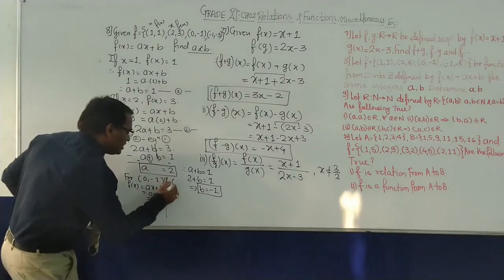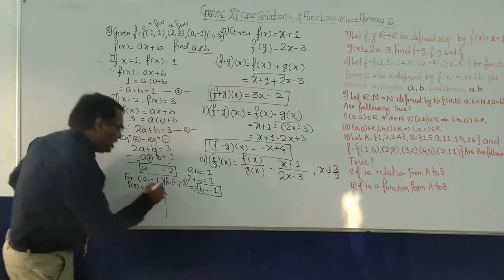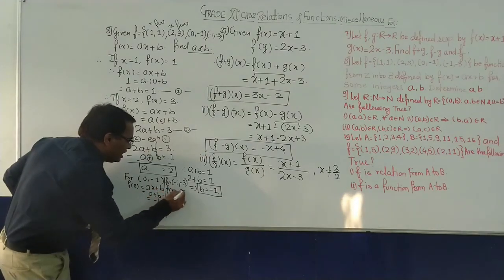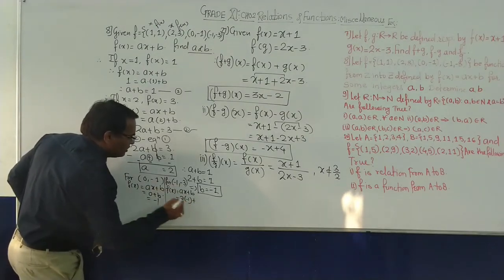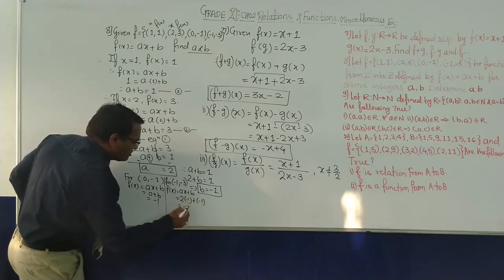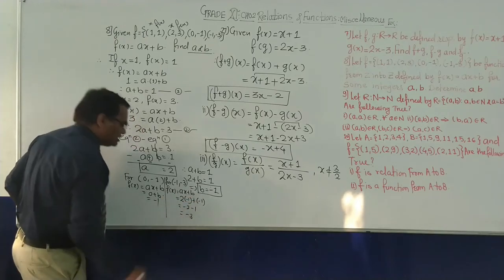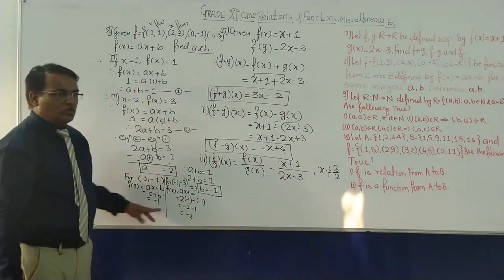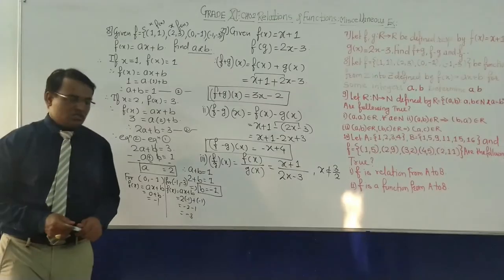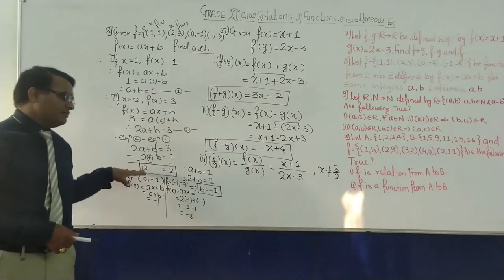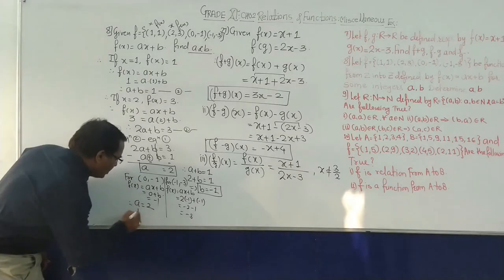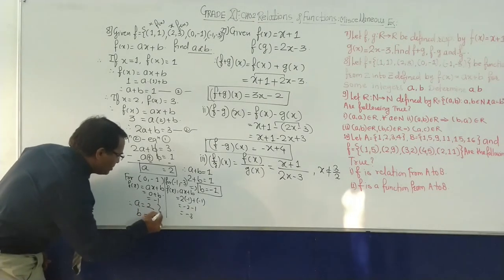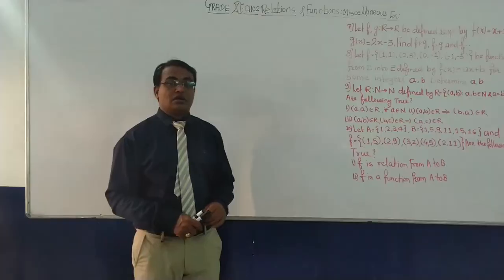For minus 1 and minus 3. Okay, what will be your f of x? Ax plus b. What is your a? 2. Right? And what is your x? Minus 1. Then what is your b? Again minus 1, which is equal to minus 2 minus 1. Minus 3. So it is coming true for all the 4 elements. So that's why a is equal to 2 and b is equal to what? Therefore a is equal to 2 and b is equal to minus 1. These are the 2 values.